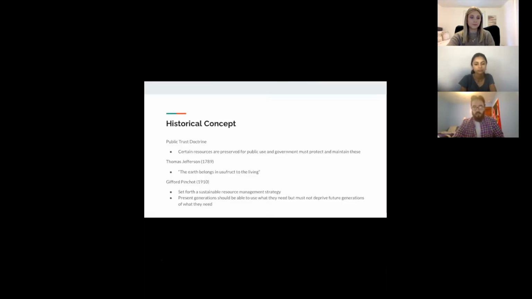So some background information on this subject. The concept of sustainability is well documented throughout history. The public trust doctrine, which is old Anglo-Saxon law, talks about how certain resources are preserved for public use, and governments must protect and maintain these resources. Thomas Jefferson wrote that it is the duty of the living to maintain opportunities for the future.